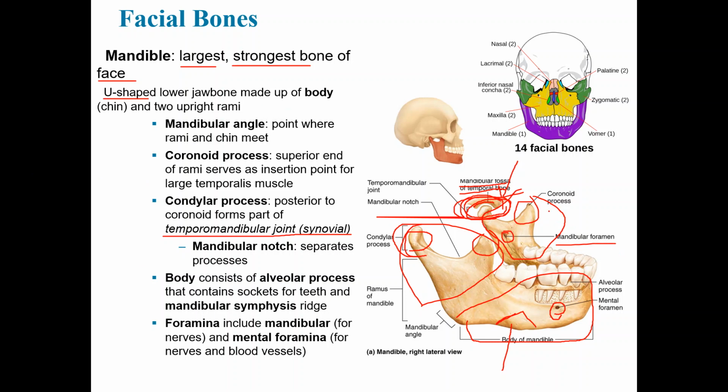The coronoid process is not meant for articulation, but is specifically for insertion of the large temporalis muscle that we're going to look at when time comes. Okay. All right, so the mandible is very movable thanks to this condylar process that articulates with the temporal bone, okay, in a synovial type of joint.